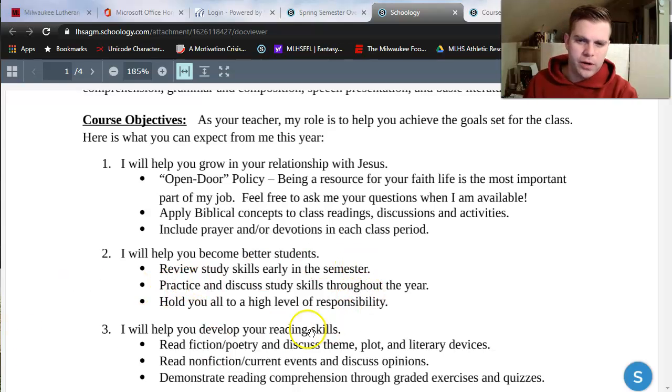And then holding you all to a high level of responsibility. I think switching to having full virtual classes and full in-person classes will help with this. I'm going to try to push you guys a little bit more when it comes to things like due dates and deadlines this semester.